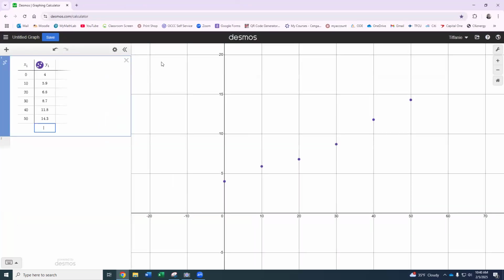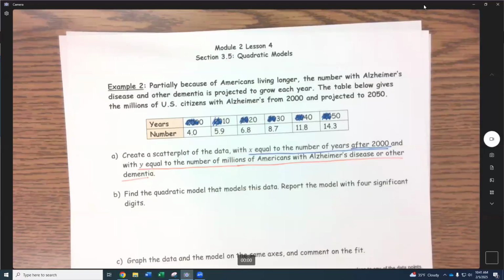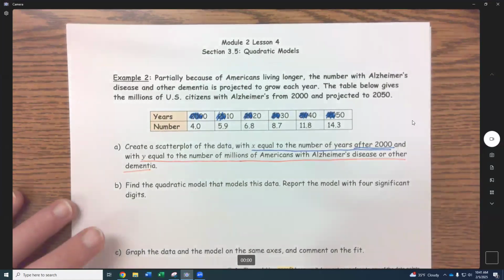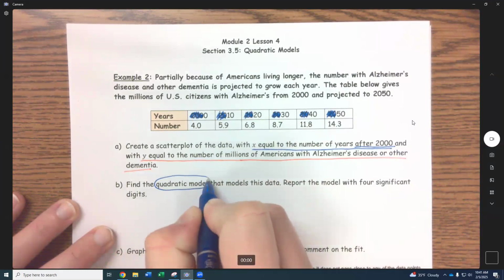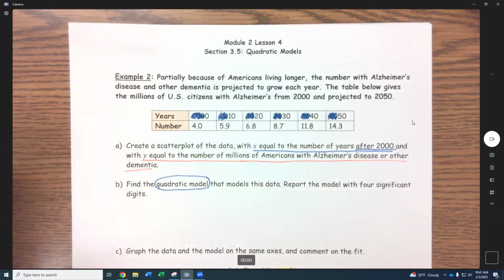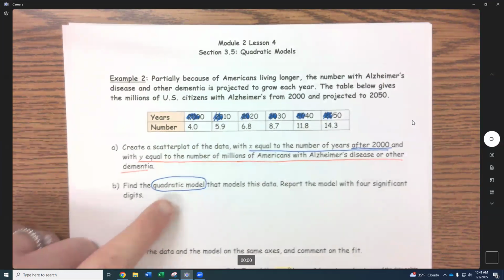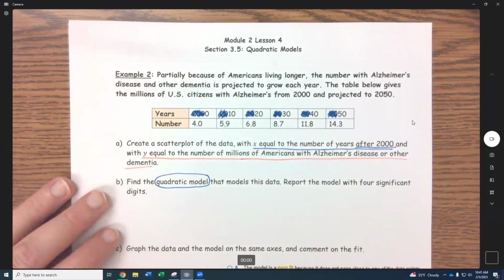Now this is another one like example one where we could probably say that a line would fit that, but it does tell me here on part B to find a quadratic model. So it's not even letting me choose which model, even though it does look like it kind of could be a line. They specifically want a quadratic model. So B says find the quadratic model that models this data.